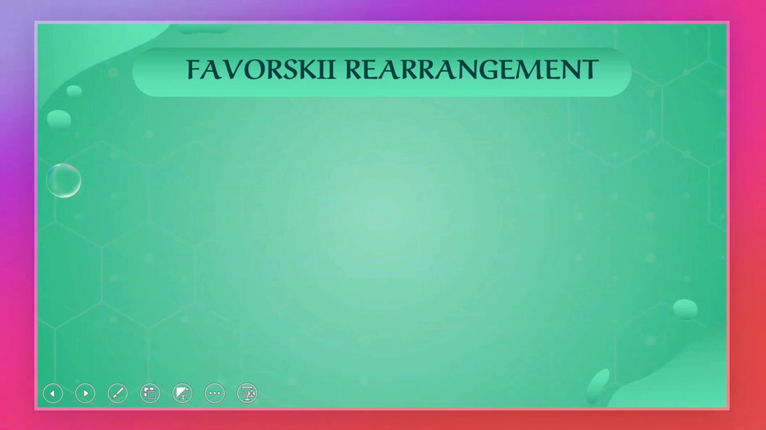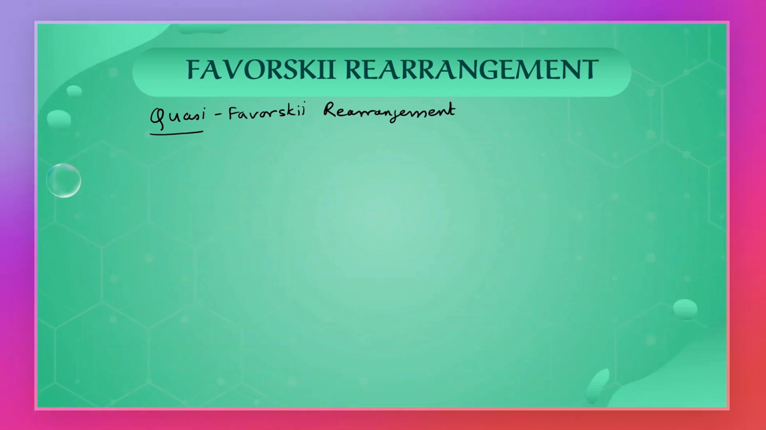In the previous video, we have seen the Favorskii rearrangement. Today, I'll be discussing the Quasi-Favorskii rearrangement. Quasi means it is Favorskii type, similar to Favorskii. So, in this particular rearrangement, the starting material is slightly different. We start with either an alpha alpha dihaloketone, or we take an alpha alpha prime dihaloketone.